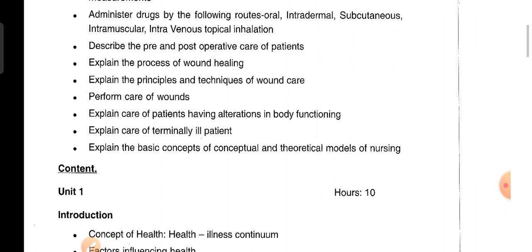Next, explain care of patients having alterations in body functioning. Okay, care of patients having alterations in body functioning. If there are any alterations, any deviations, you have to take care of the patients when the patient has any deviations.